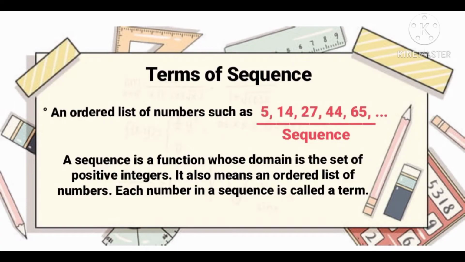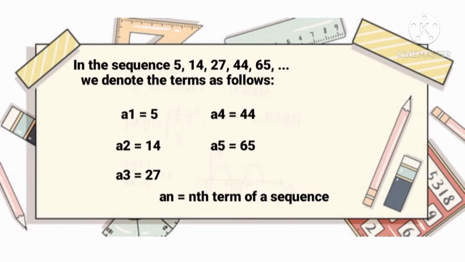In terms of sequence, an ordered list of numbers such as 5, 14, 27, 44, 65 is what we call a sequence. A sequence is a function whose domain is the set of positive integers. It also means an ordered list of numbers. Each number in a sequence is called a term. We denote the terms as follows.